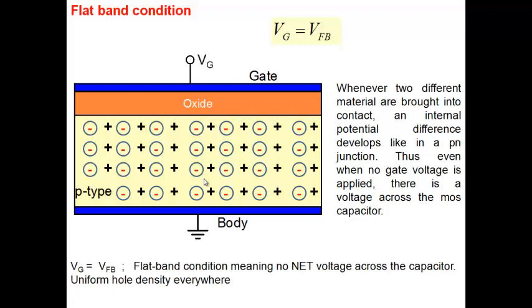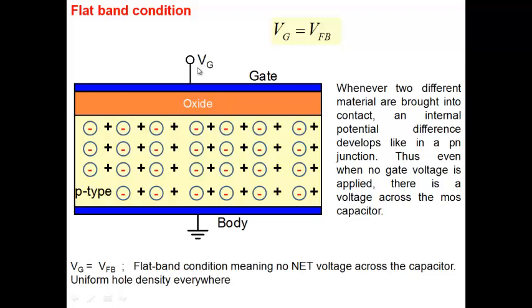And when the net field inside my system is zero, my surface is just like the bulk. The whole thing is a p-type semiconductor. So you need a voltage here, which in general we call the flat band voltage. So our reference point is the flat band voltage.